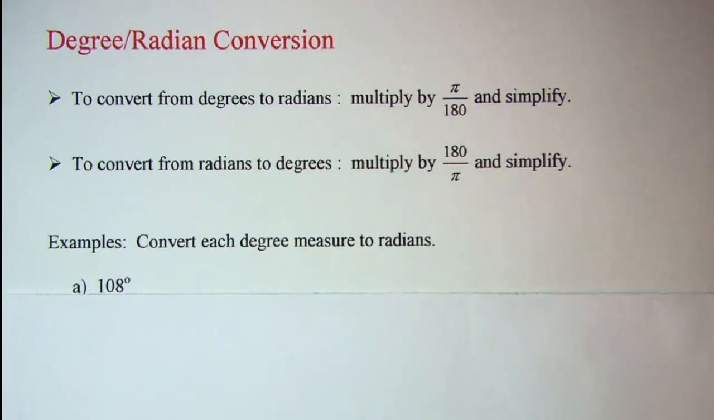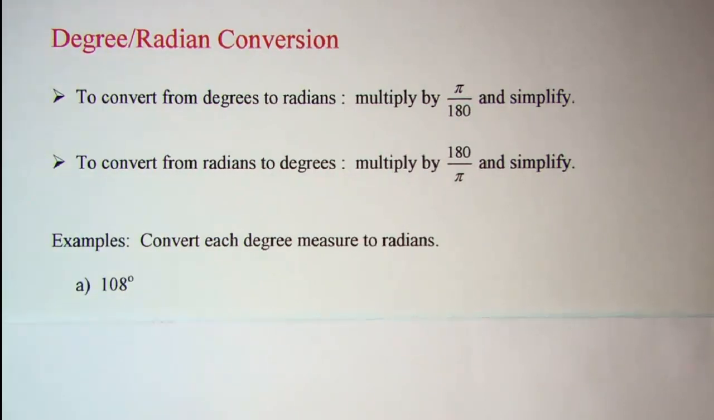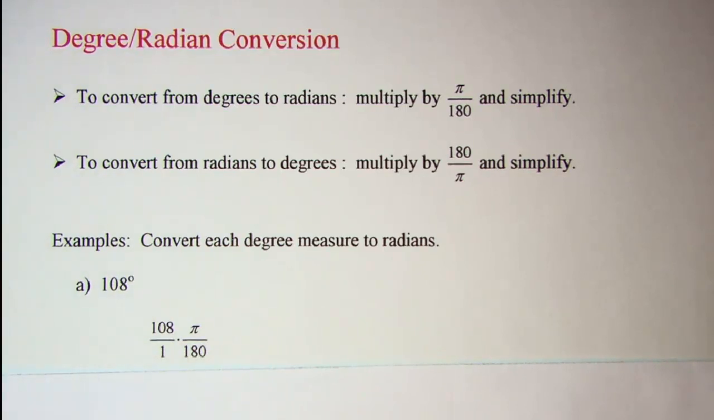So our first example, we want to convert 108 degrees to radians. So we multiply 108 over 1 times pi over 180 and simplify that fraction, and we get 3 pi over 5.